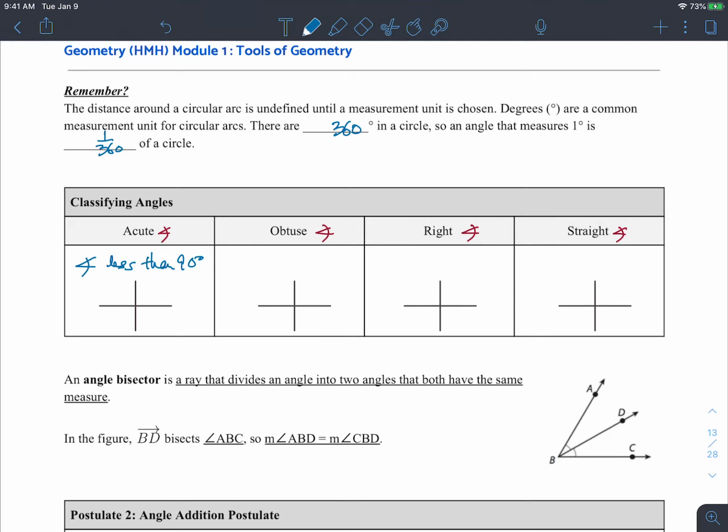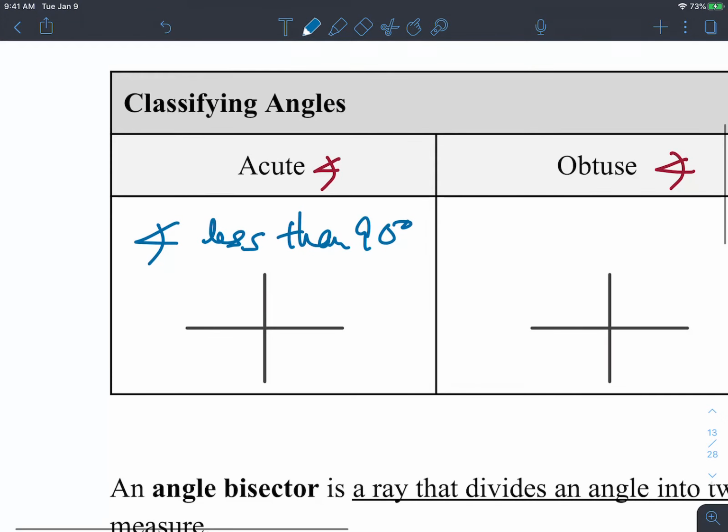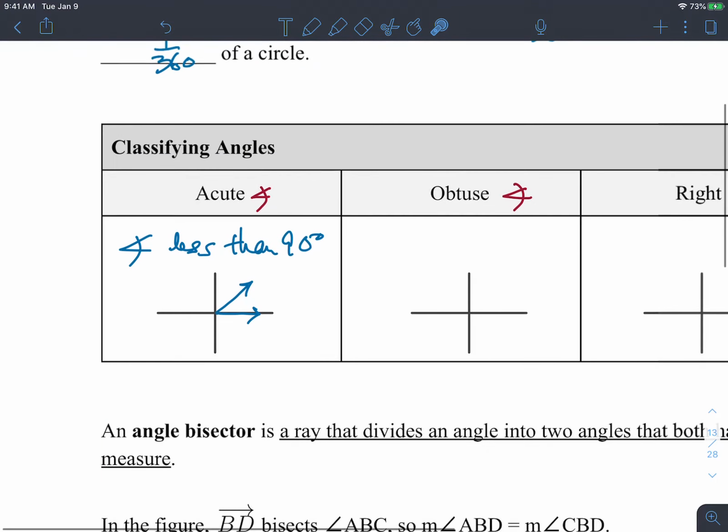And I drew in, just before I started recording this, the XY axes. I'm going to use that as a reference. You really don't need it, but I'm just using this as a reference, so you might want to draw that in. For the purposes of this example, we are always going to put the first ray on the positive x-axis. So if you have one ray over there, the next ray has to be in the first quadrant, right there. So that will be an acute angle.